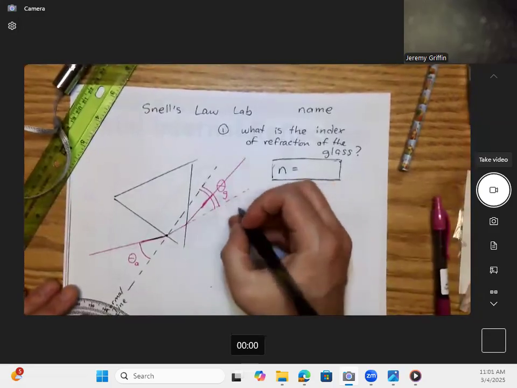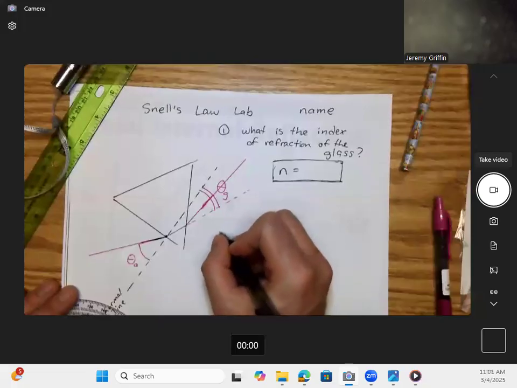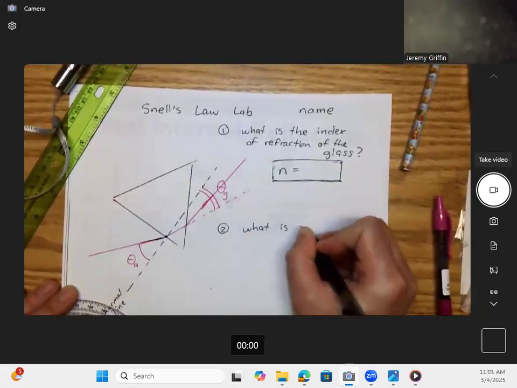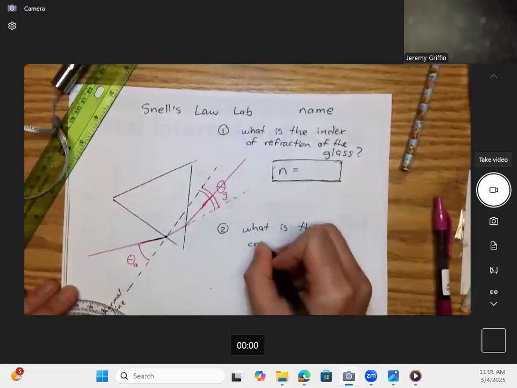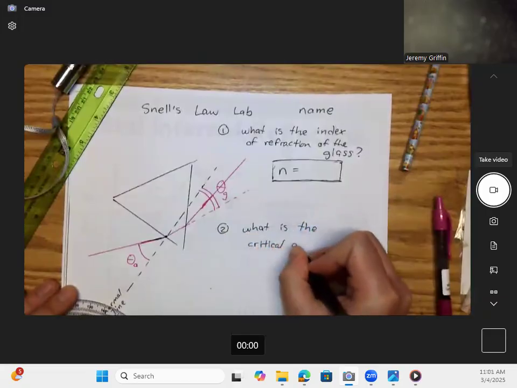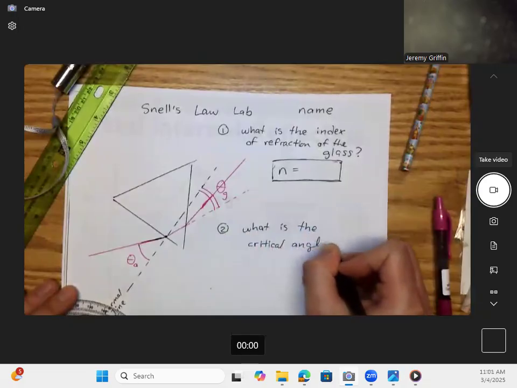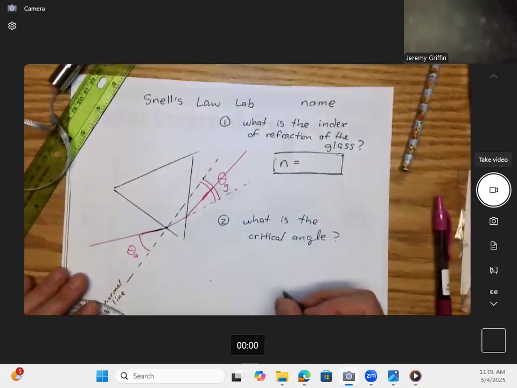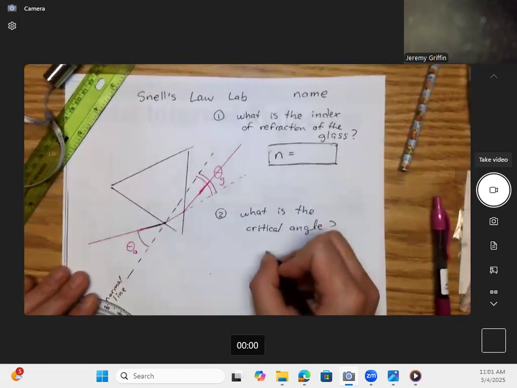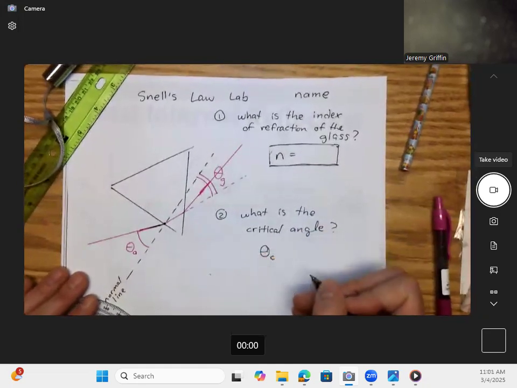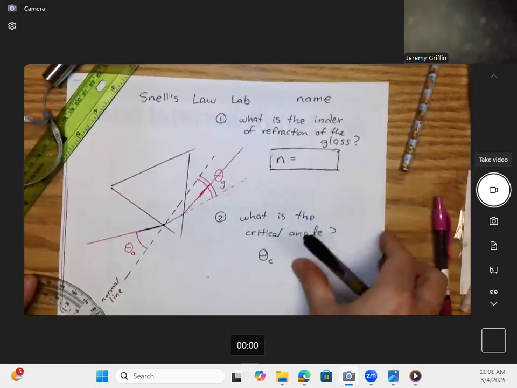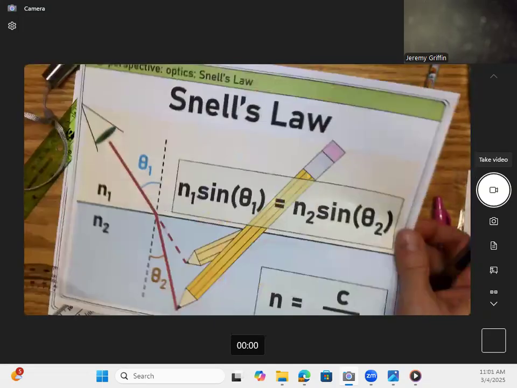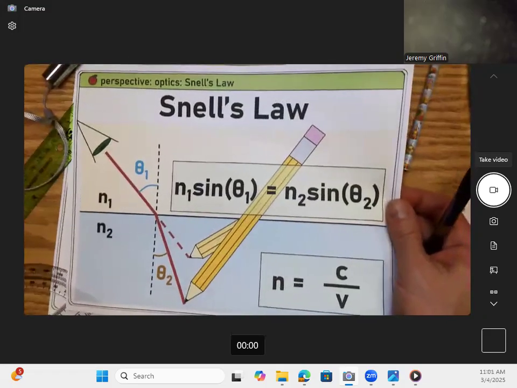And the other question I want you guys to tackle is: what is the critical angle? So I did a few examples with you guys. If you've been keeping notes today, then you can remember there's two ways you can find this. You guys know you can use Snell's law to figure out index of refraction. You can calculate it. I'll probably leave this poster up while you guys are doing the lab.